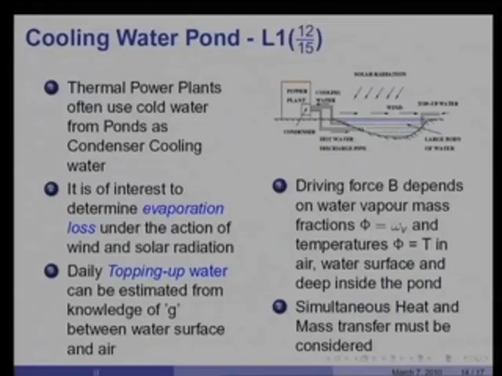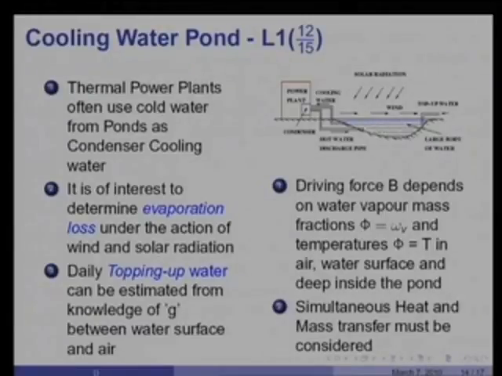Let's take another example from a thermal power plant. So here is a thermal power plant with its condenser. The power plant is taking cool water from the pond and releasing back hot water into the pond again. But the pond is exposed to ambient solar radiation as well as wind velocity, and therefore there is an evaporation loss of water, and therefore the pond needs to be topped up with water brought from elsewhere, and it is very important to determine the topping up water requirement for such a pond.